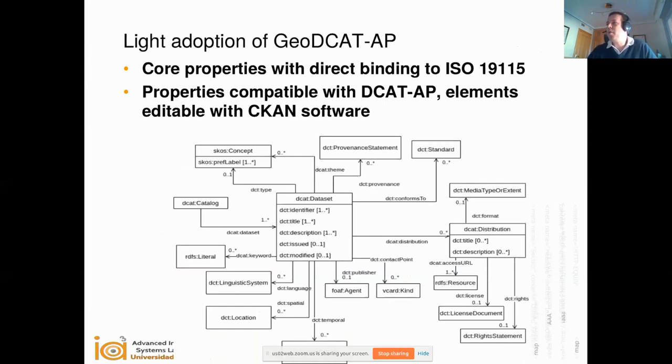We tried to make it very simple. We were using just the core properties of this profile to establish a mapping with ISO 19115. And we tried to use the properties that are compatible with DCAT-AP. That is to say, our idea was to use the elements that are editable with the most well-known software, CKAN or Socrata or other quite well-known software for open data catalogs.